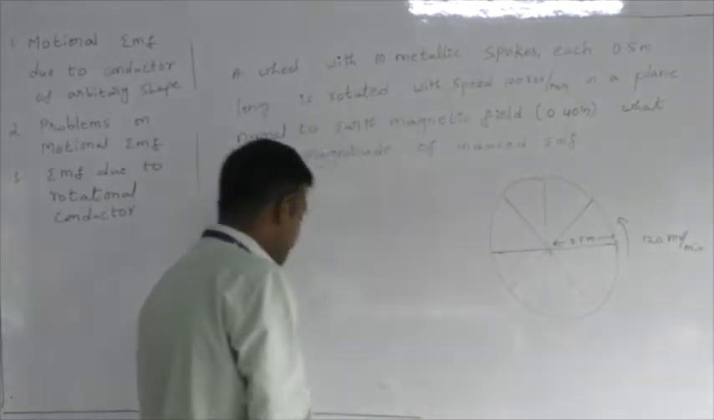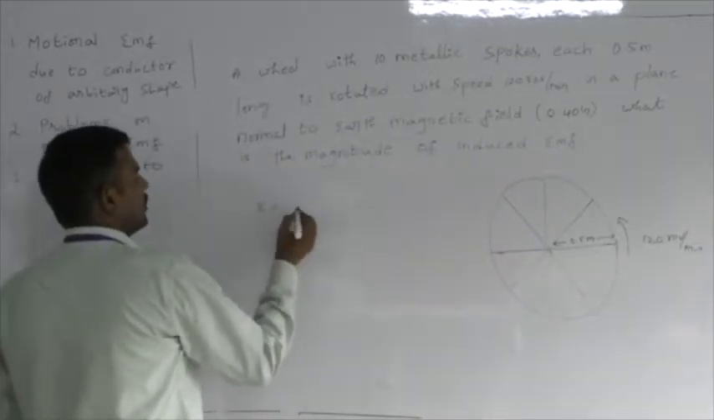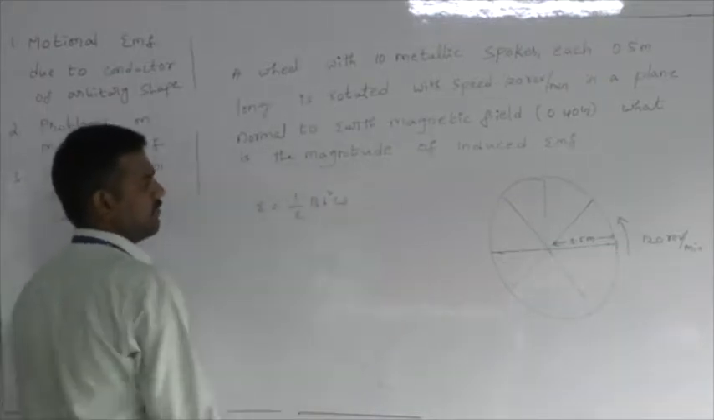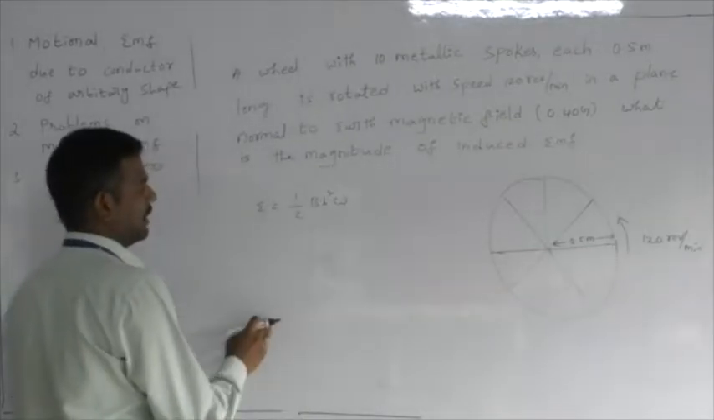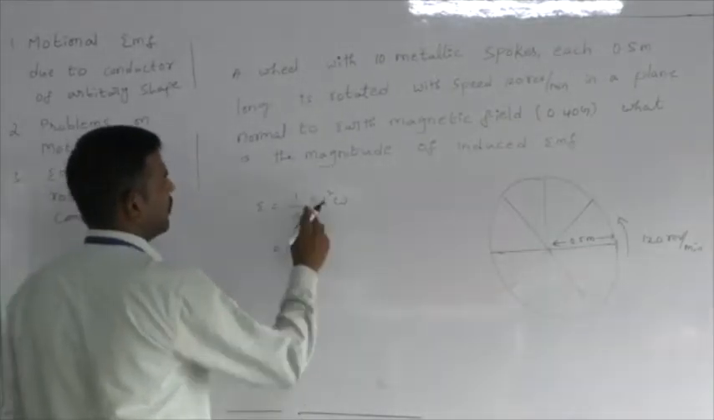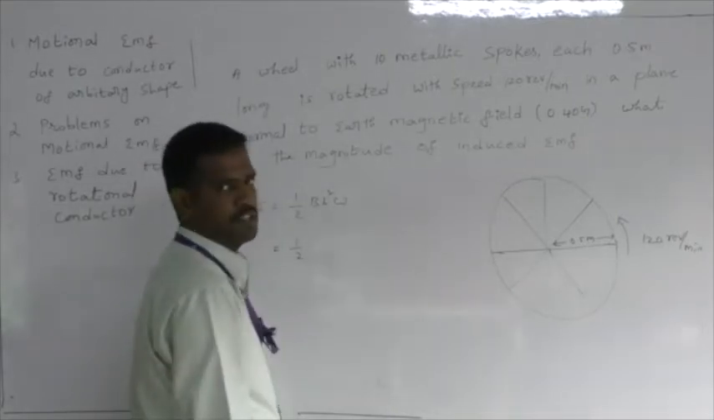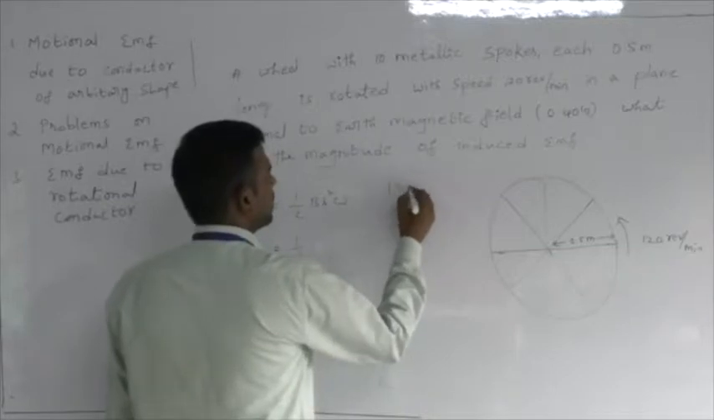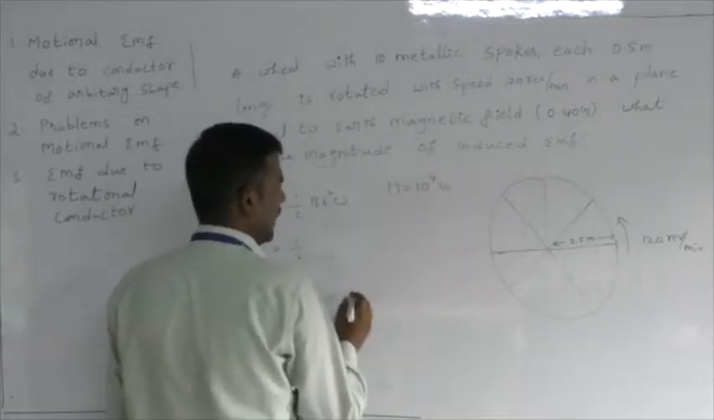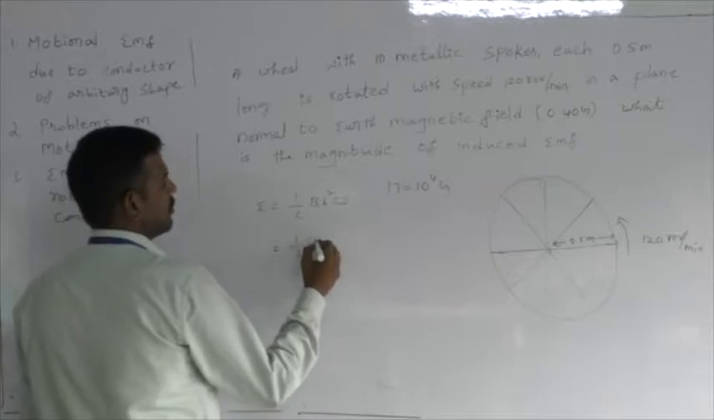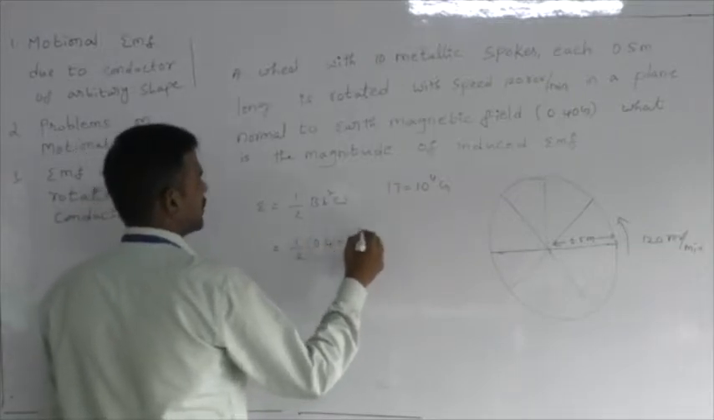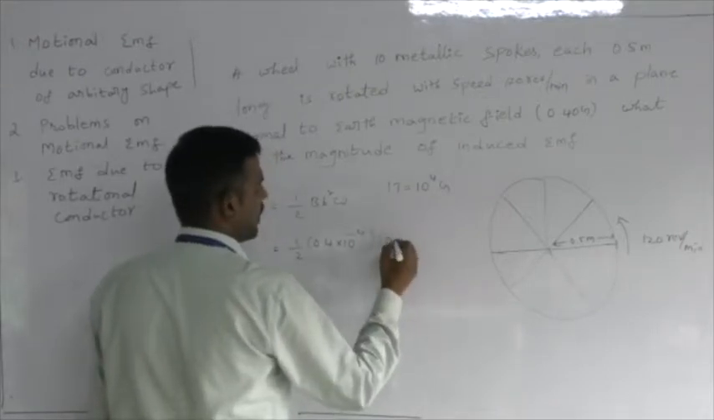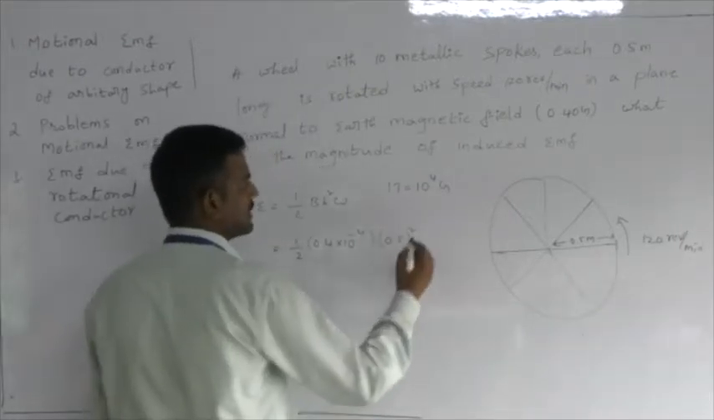And we know very well the induced EMF for a rotating conductor is given as half B L square omega. They have given every information; we have to substitute. Half into, what is the B? They have given 0.40 Gauss, but we have to substitute in SI units. So 1 Tesla equals 10 to the power of 4 Gauss. Hence 0.4 Gauss equals 0.4 into 10 to the power of minus 4 Tesla, multiplied by L, 0.5 meter, so 0.5 whole square, multiplied by omega.